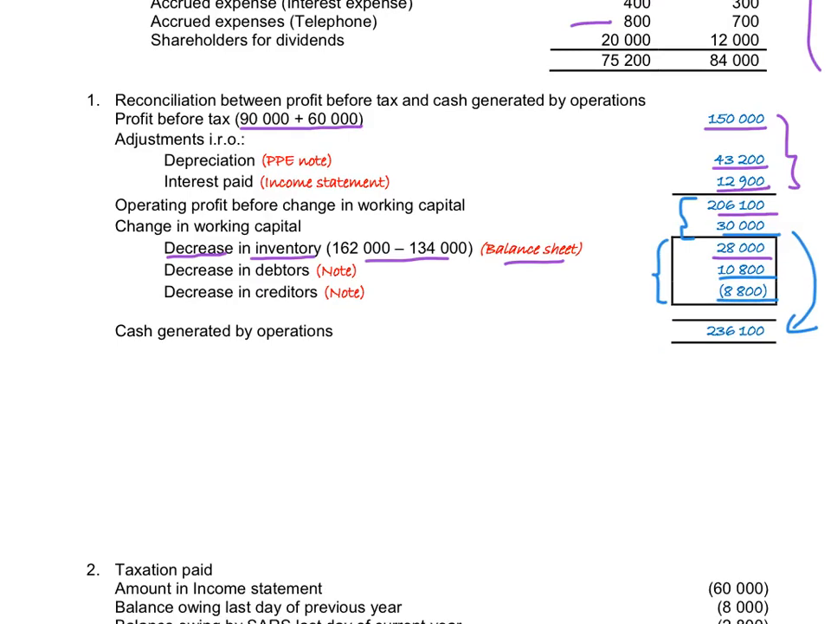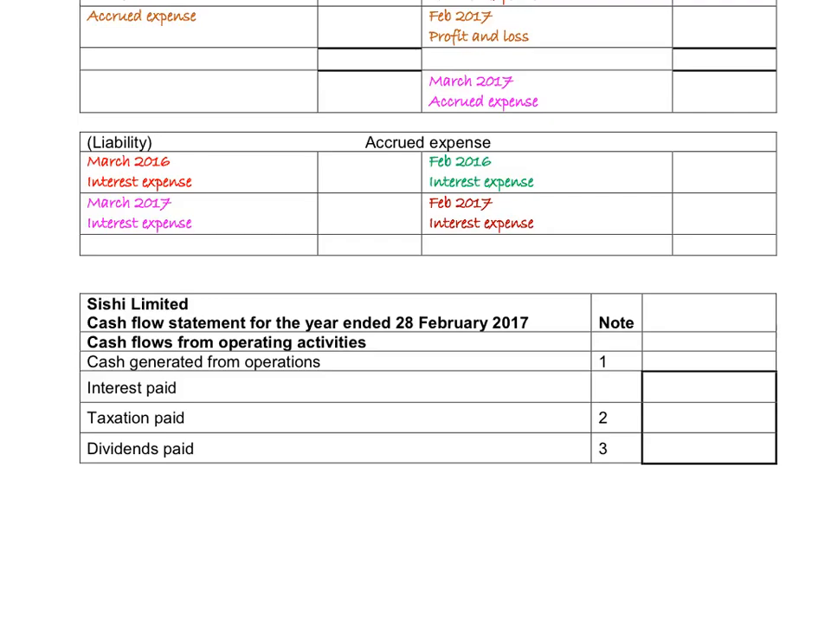Okay, so the total amount of cash generated by operations will be transferred to the cash flow statement to show that that was the total inflow of money as a result of income, expenses, current assets, and current liabilities that are not disclosed separately. And we will show this amount as cash generated from operations: 236,100. And then we have to show what the amount is for interest paid, tax paid, and dividends paid.